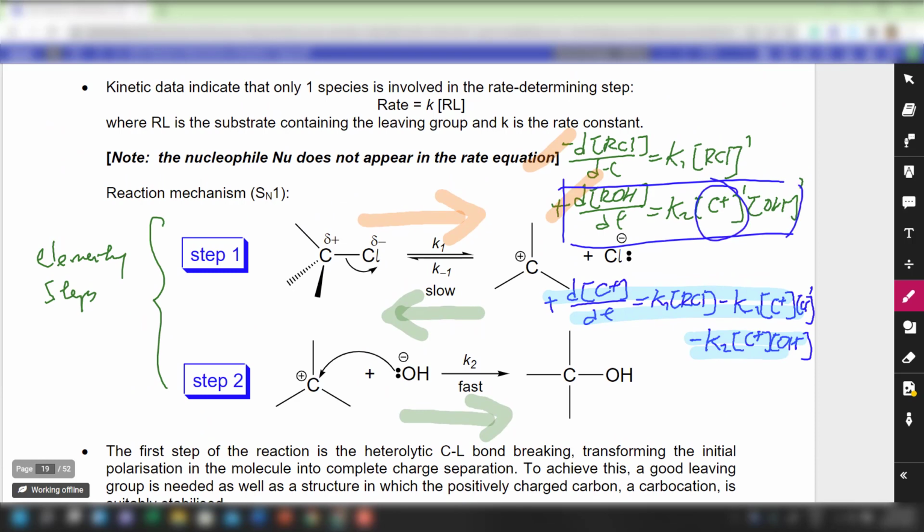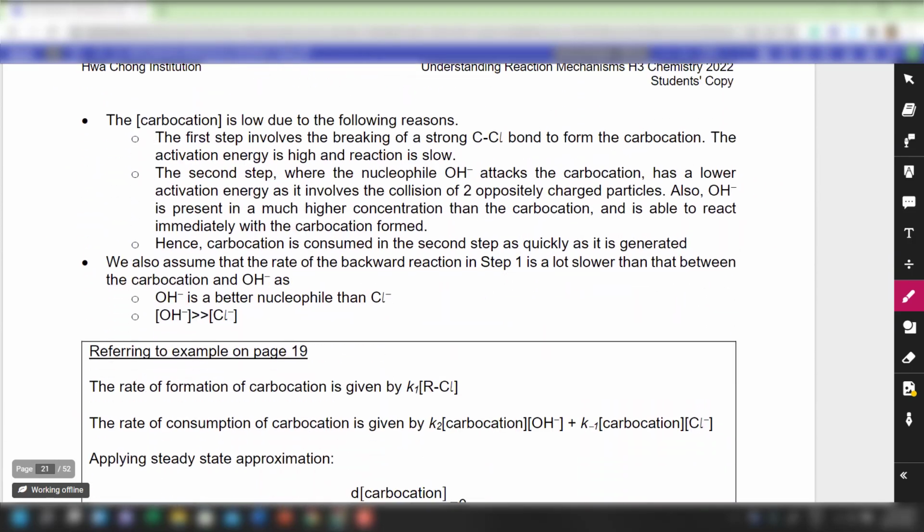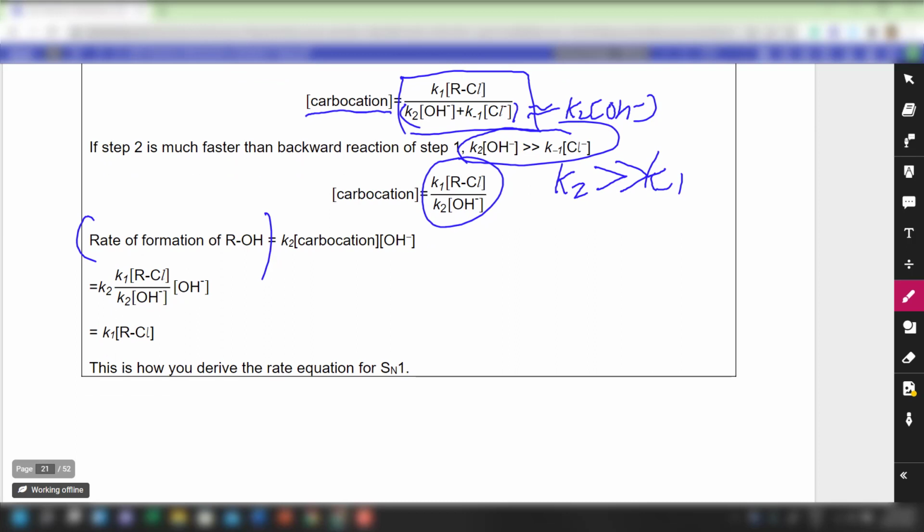So let us multiply in the concentration of the carbocation which we have derived. And this is what we get. So we're going to put this into here. Okay. And you notice that OH- gets cancelled out, K2 gets cancelled out. So we end up with a first order kinetics. So this is how you derive the rate equation for SN1.